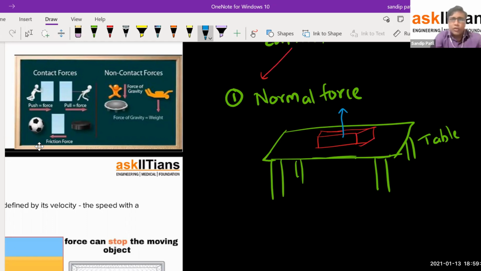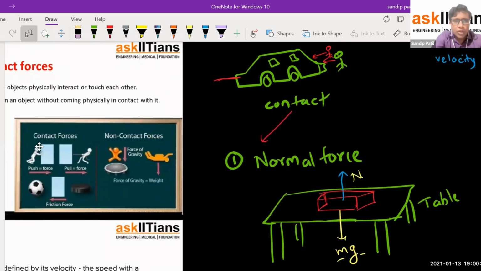So obviously we know that mg is acting downward, that is the force applied by the earth. There must be another force which should equate this mg. That force is called the normal force. Now you can see these two forces are balancing each other, therefore the block is at rest, and we are going to call this force the normal force. This is a type of contact force. Why? Obviously there is contact between the block and the table. So this is our first type of contact force.